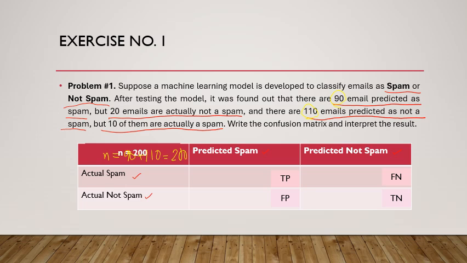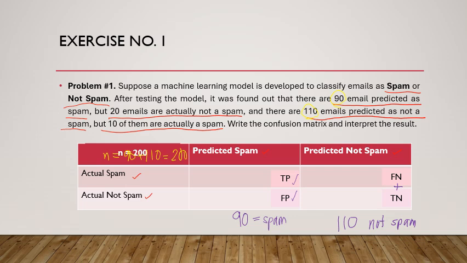So let's evaluate. Let's look at our first sentence. There are 90 emails predicted as spam. It means that when you add the true positive value and the false positive value, we will get the total of 90 predicted as spam. Then we have 110 emails predicted as not spam. It means when we add FN plus TN, we will get 110 not spam emails. So 110 plus 90 is equivalent to our n, which is 200.